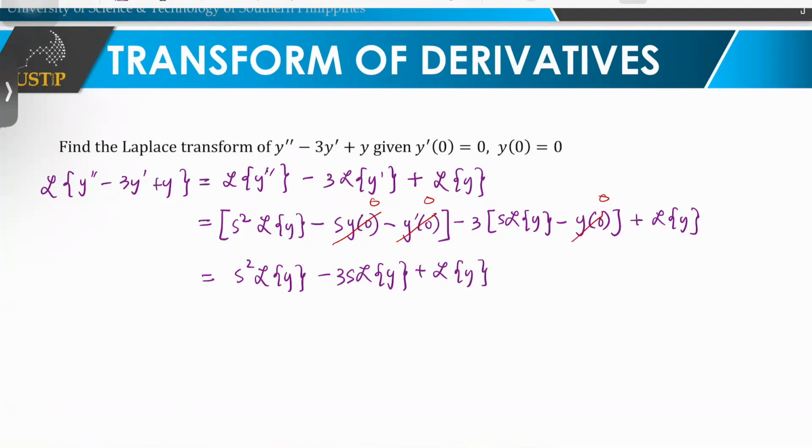And then, factor out lang nato, class, ang common nila, which is the Laplace transform of y. And this is very relevant. This is very important, no? That we know how to do this. Because mao ni siya ang process, isa na siya sa process sa pagkuha sa solution of linear ODE later. Okay? Kining Laplace transform of y atong i-factor out. So that leaves us with s squared minus 3s plus 1. Okay?